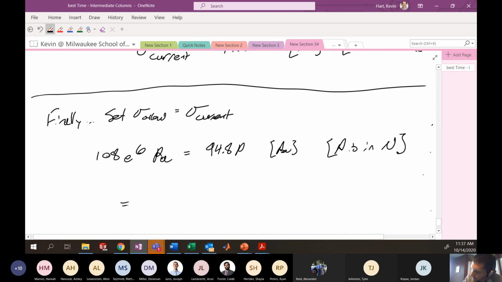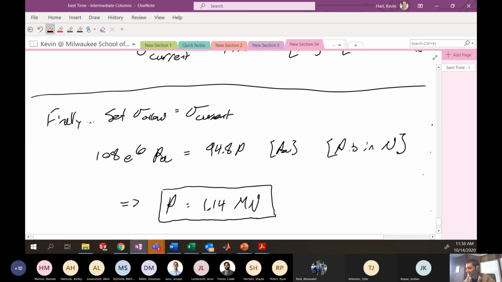So all said and done, my load on the structure that would cause failure, given this maximum allowable stress method, is 1.14 meganewtons. Mega. All right, that's a doozy. It's a long problem.